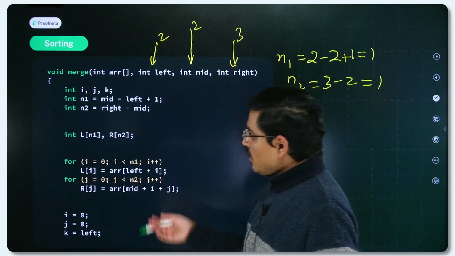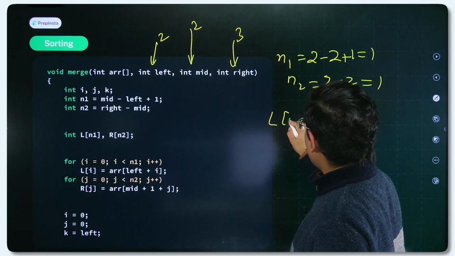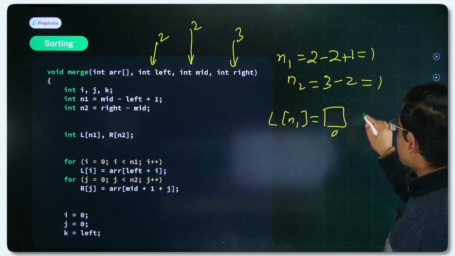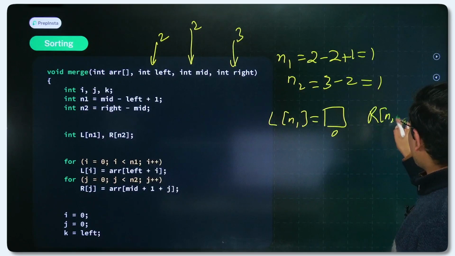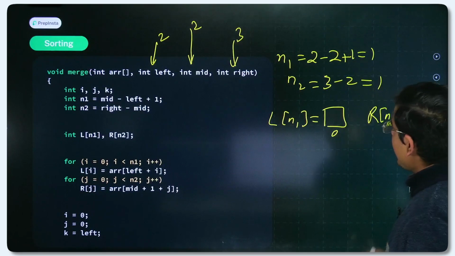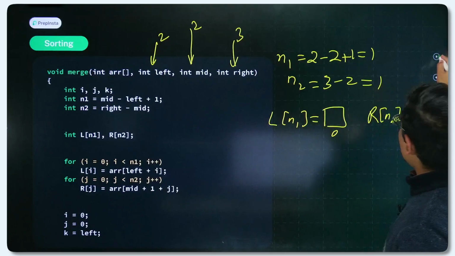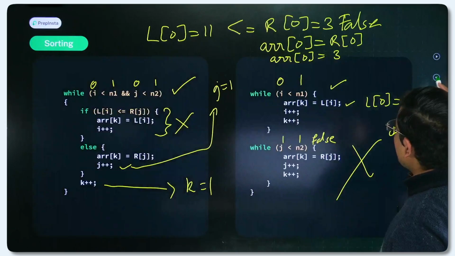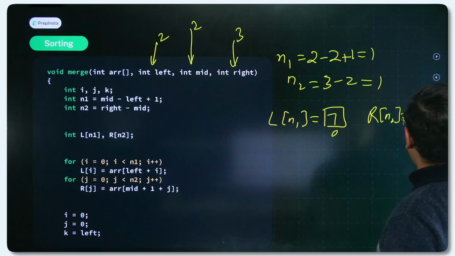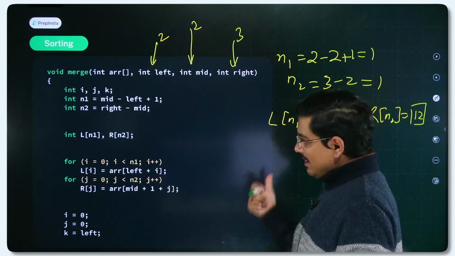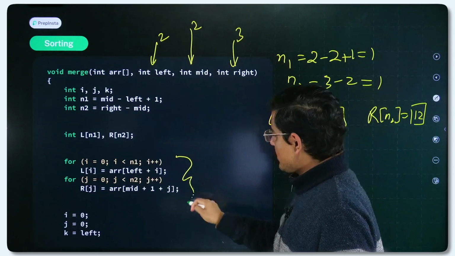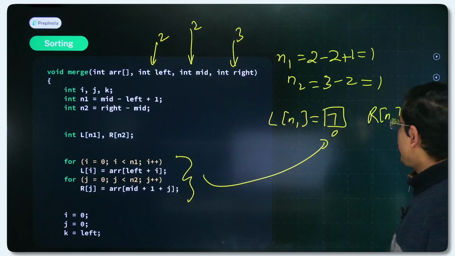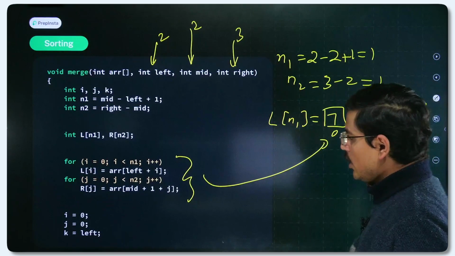Fine. So in this similar fashion, L of N1 would be an array of one element with 0 index. R of N2 would again be an array of one element with 0 index. And in these two, 2 and 3 are their index. These two would be stored. Fine. So 7 is stored here, 12 is stored here. In this case now, because these will execute and this assignment will happen, L of N1 will get stored with 7, R of N2 will get stored with 12.